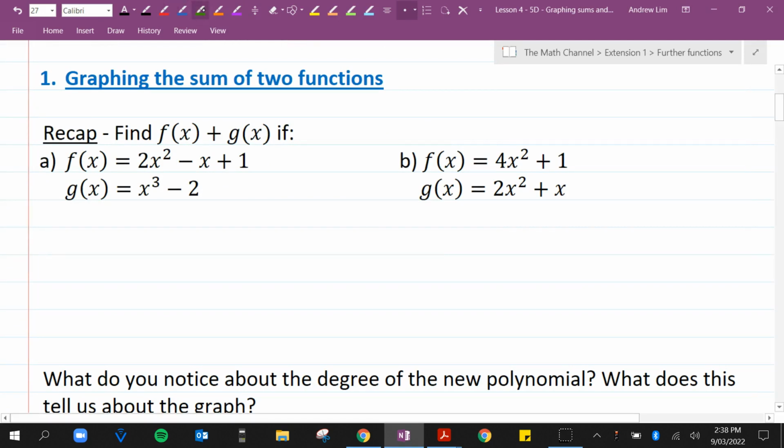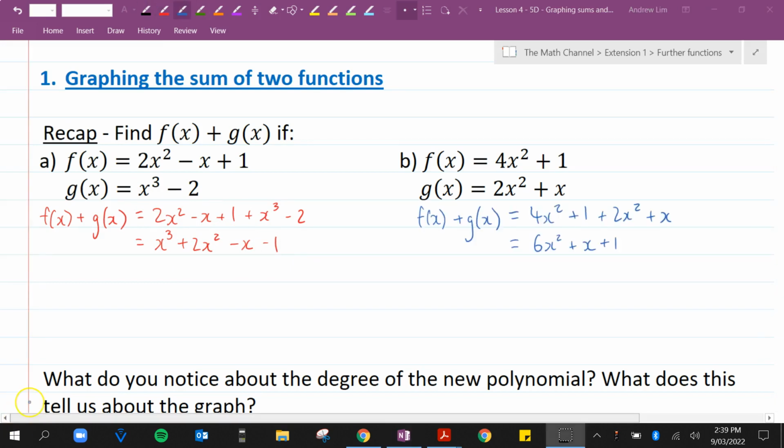Algebraically, I'll do the first one with you, and then you can pause the video and have a go with b. So f of x plus g of x, we're just going to add these two together. I'm going to write this in descending order of power. So x cubed first, plus 2x squared, minus x, minus 1. Right, have a go with b. Okay, so that should be the answer 6x squared plus x plus 1.